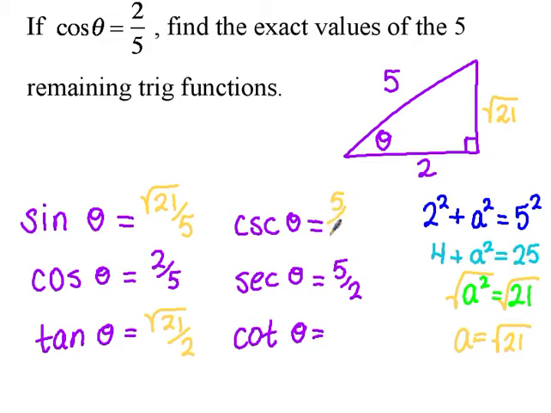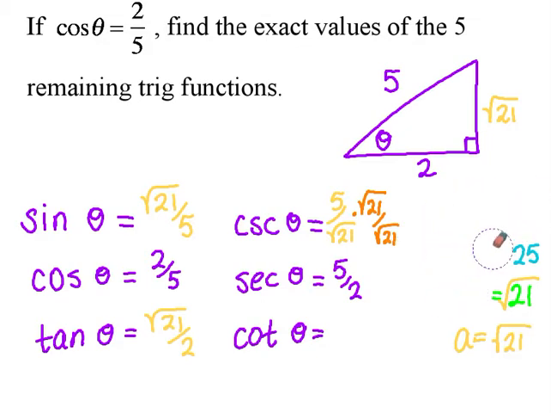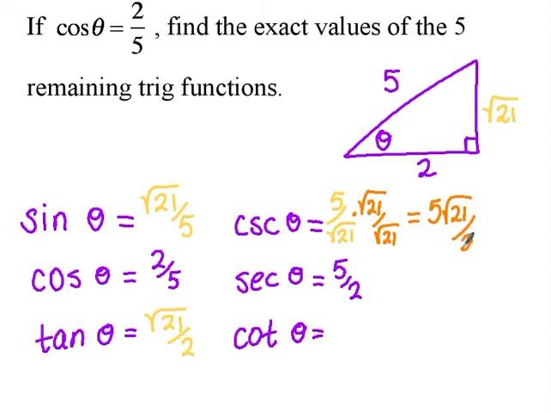5 over root 21, but I will not allow you to have square roots in the denominator. We need to simplify those. So remember how we simplified them last year. We multiplied by root 21 over root 21. So really, I end up getting as my fraction 5 root 21 over 21. Remember, those two square roots on the bottom cancel each other out, and that just leaves you with 21.